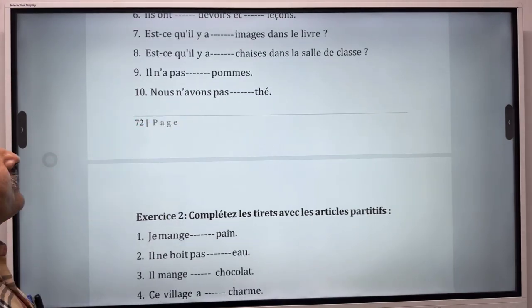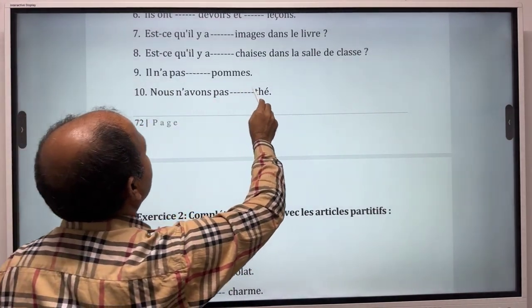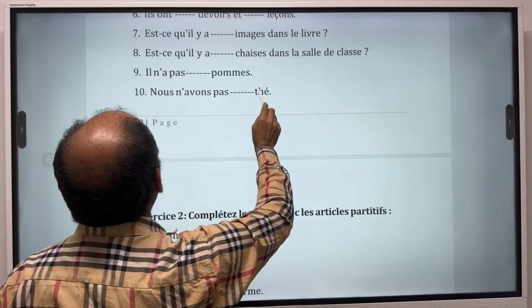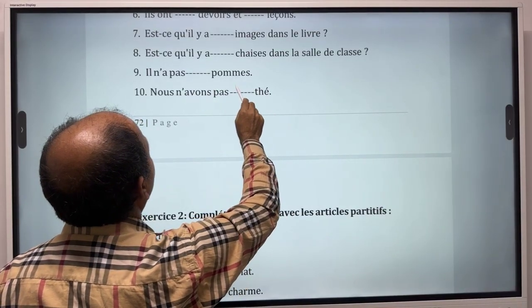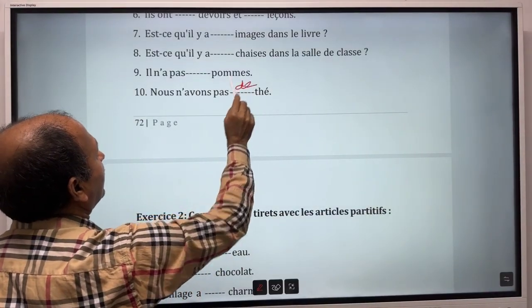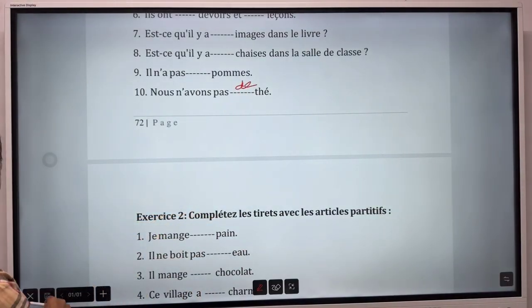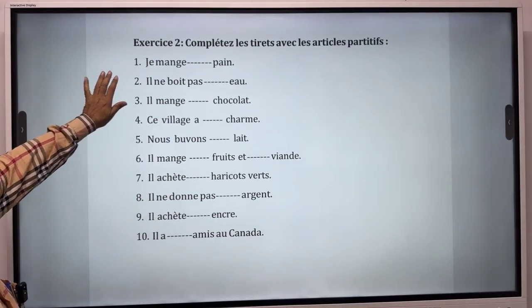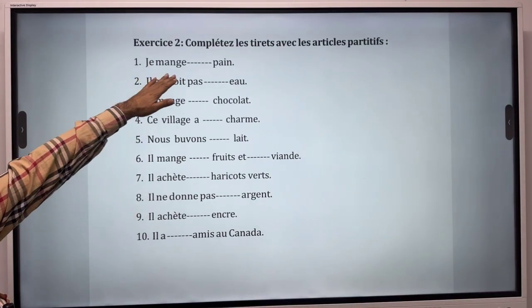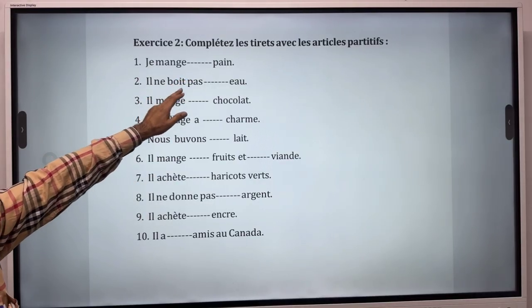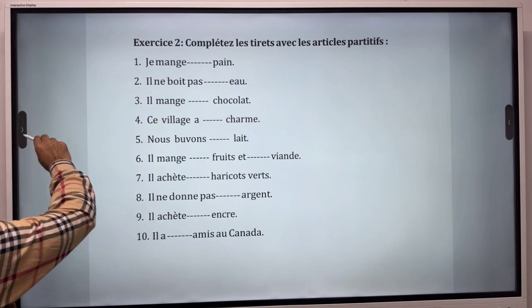nous n'avons pas, this is a negative sentence. If it is not a negative sentence, in that case you will put du, but since there is negation, you will put de here. It will become de. Then second exercise. Je mange du pain, masculine singular. Il ne boit pas d'eau, d'.